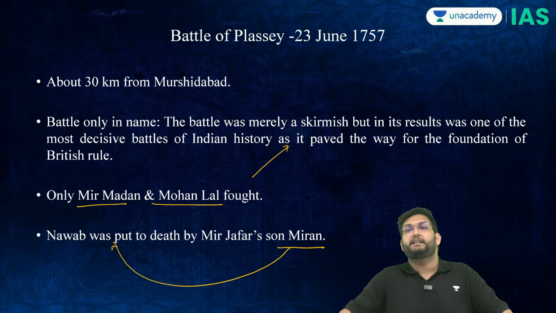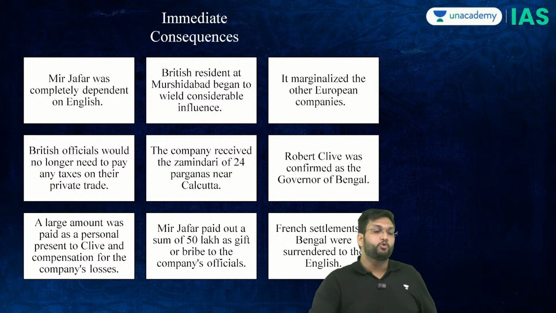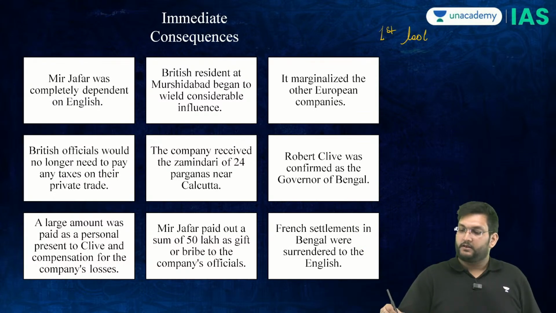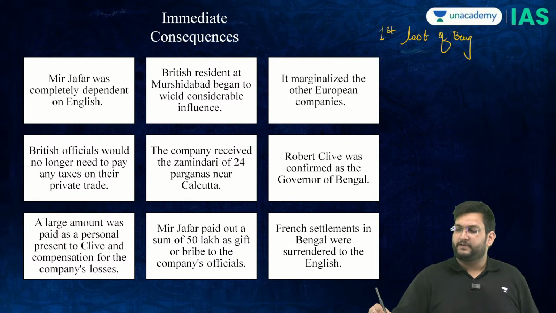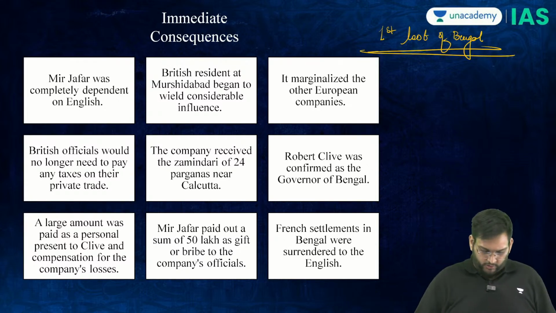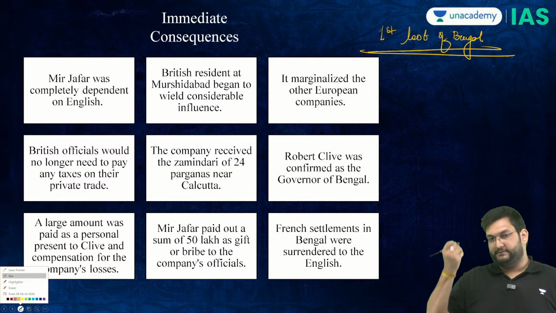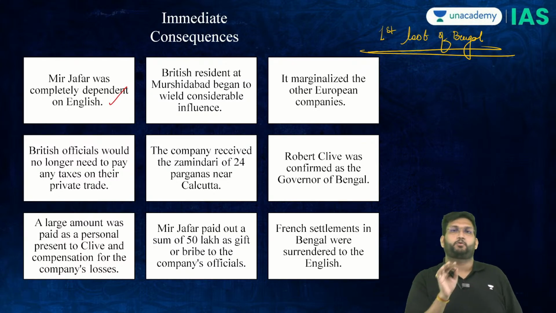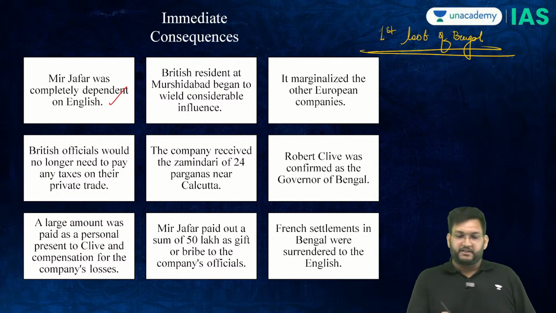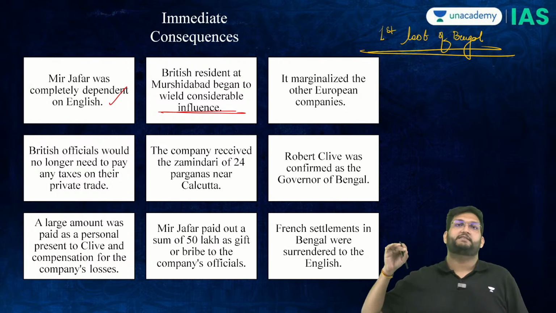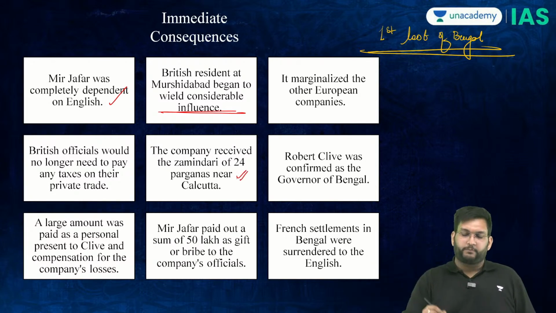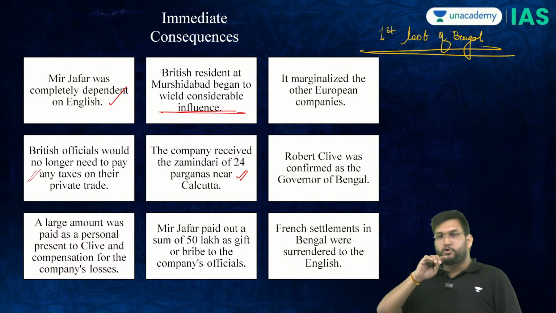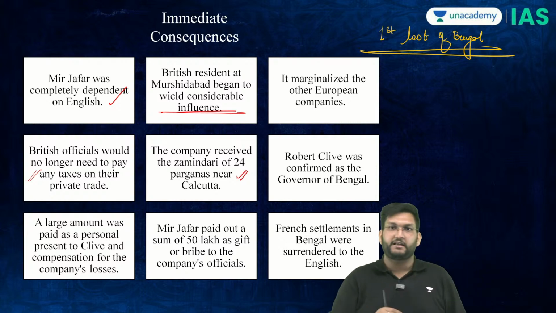Plassey will in turn lead to what is called the first loot of Bengal. Now Clive will go from a beggar in Europe and in England to a lord. Mir Jafar will become a pure dependent puppet ruler of the English. The British will now start to sit through a resident in Murshidabad. 24 Parganas is given to the British. British officers will have to pay no taxes whatsoever, so they can do private trading.